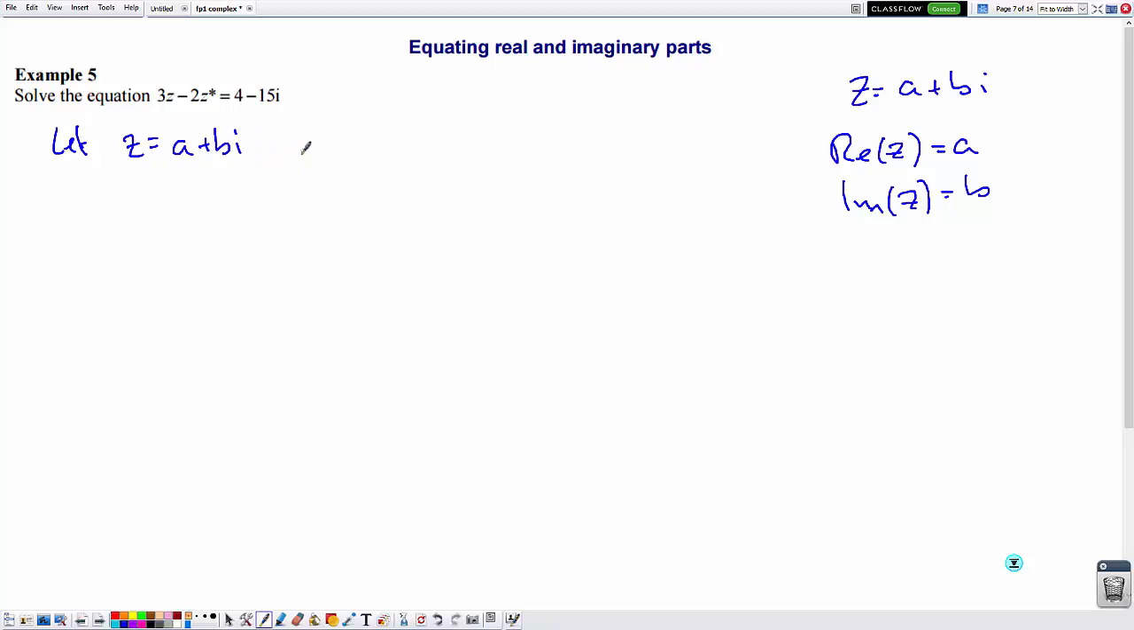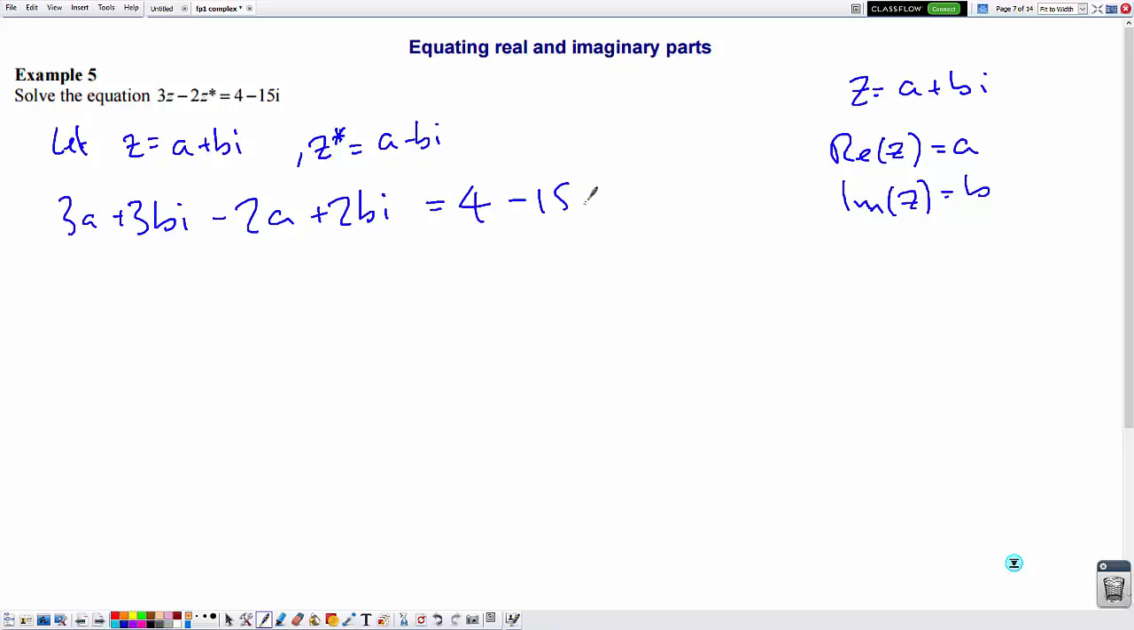Of course, if that's z, then z star, or z, the conjugate of z, is a minus bi. Let's plug this into my left-hand side. So I'm going to work it out straight away. I've got 3 lots of this, so I've got 3a plus 3bi. Then I've got minus 2 lots of this, so I've got minus 2a, and then minus 2 times this, so it's plus 2bi. And that's equal to 4 minus 15i.